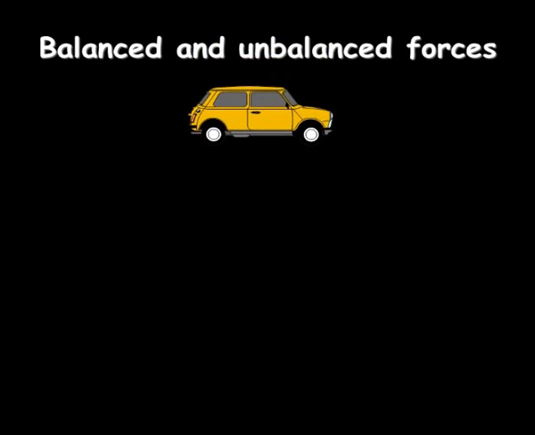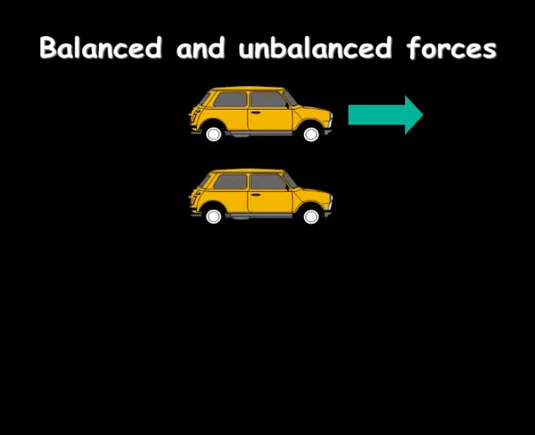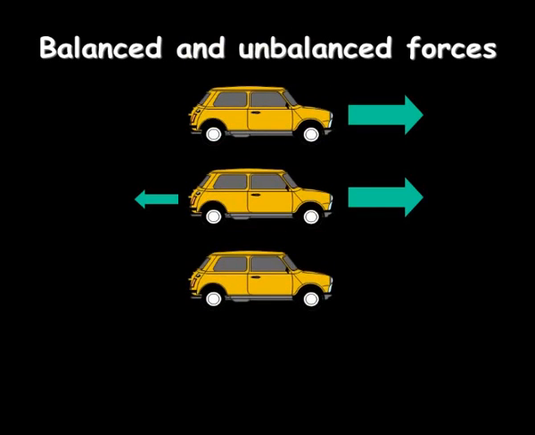Well, let's consider some cars now. This Mini here, if it starts moving forward because the engine is driving it forward, it will start to accelerate. There's no frictional force or air resistance when it's going at very, very low speed. But as it builds up speed, you'll find that there'll be a force acting in the opposite direction due to the air resistance, due to the friction. So it tries to slow it down, but at this stage it is still accelerating, because you can see the arrow going forward is bigger than the arrow going back.